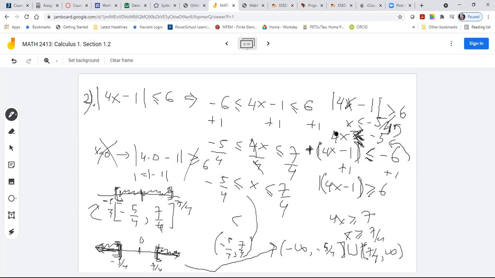So the left side becomes 4x, and on the right side, because you have -6 plus 1, so it becomes -5, right? And then to get x here, you can divide both sides with 4, right? So on the left side, you get 4x divided by 4 to get x, right? And on the right side, you divide -5 by 4. So you get x less than -5/4.